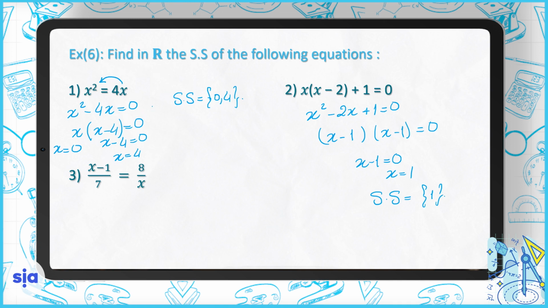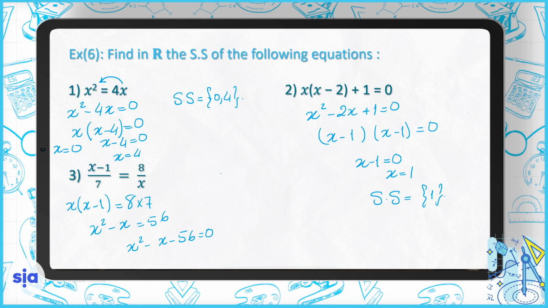For question 3, we cross multiply. So x times x minus 1 equals 8 times 7. So x squared minus x equals 56. So x squared minus x minus 56 equals 0.